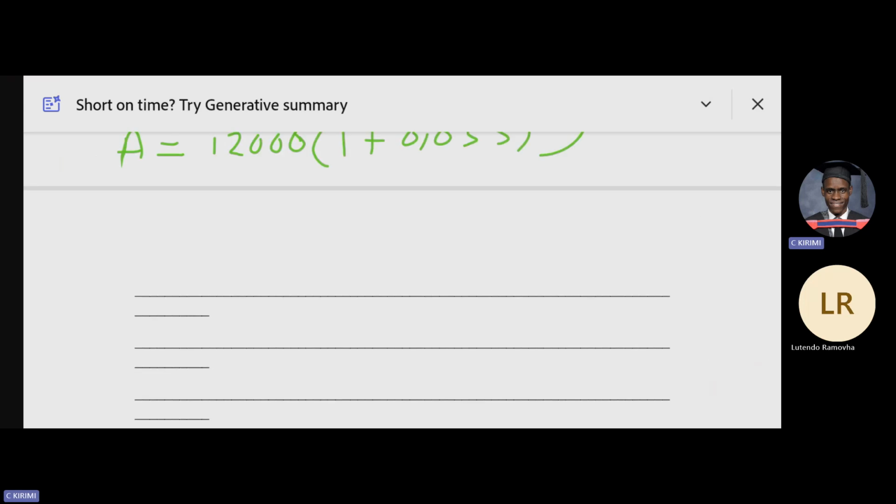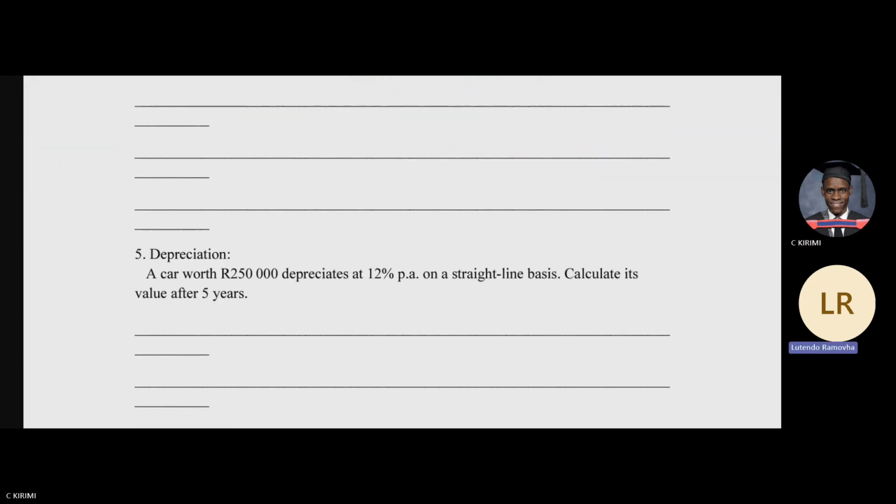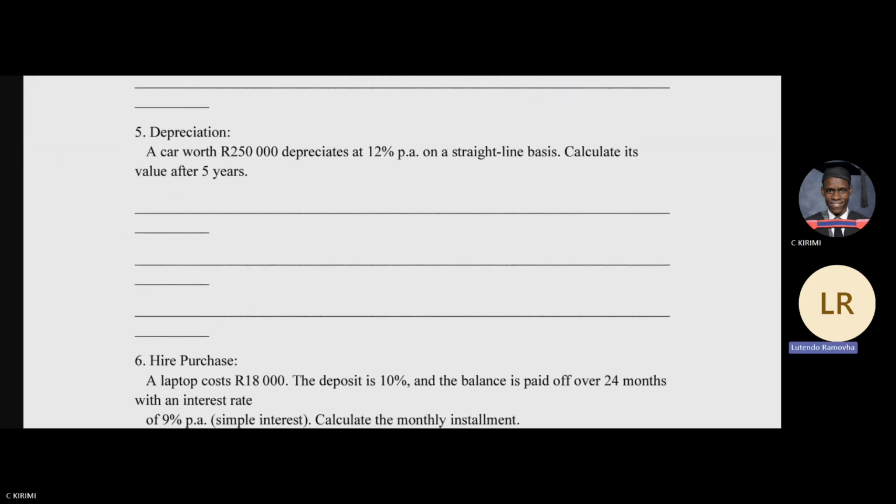So yesterday I said you can do number what? Number 5 and 6. 5 and 6. Okay.